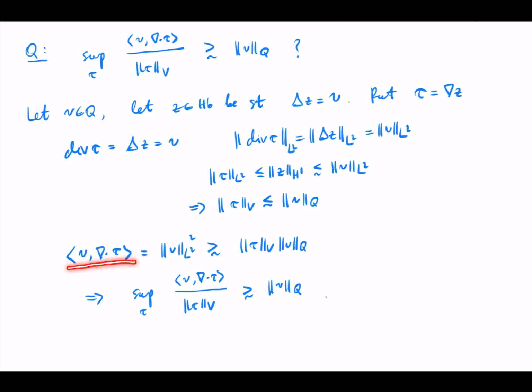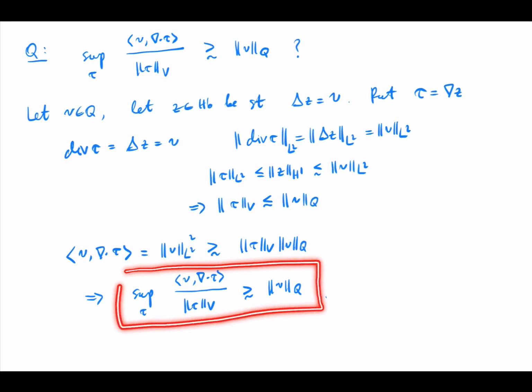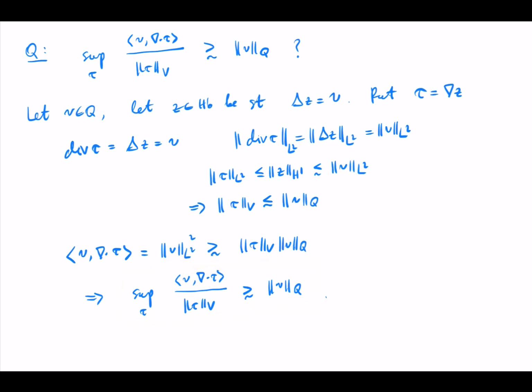So look at the numerator, and because this is the divergence of tau, which is equal to V, it just becomes the L2 norm squared of V. Then we use this estimate that gives us that it's bounded from below by tau times V. And that's enough to give us this inf-sup condition for B prime. So that now proves that the mixed formulation of the Poisson equation with homogeneous Dirichlet boundary condition is well posed.